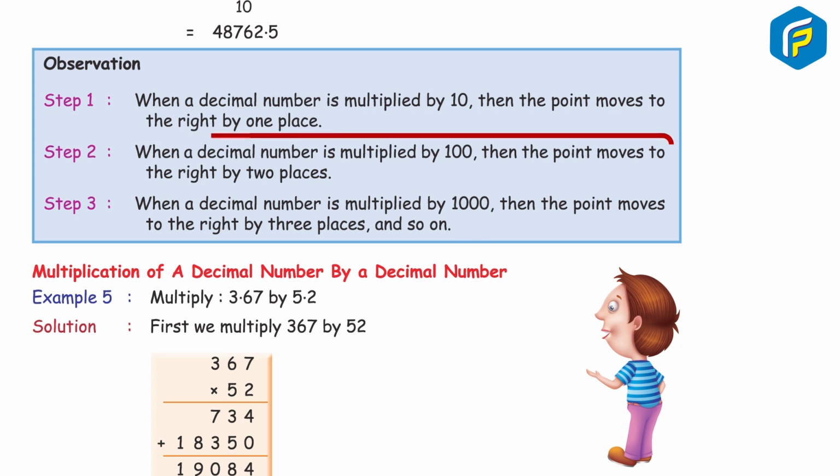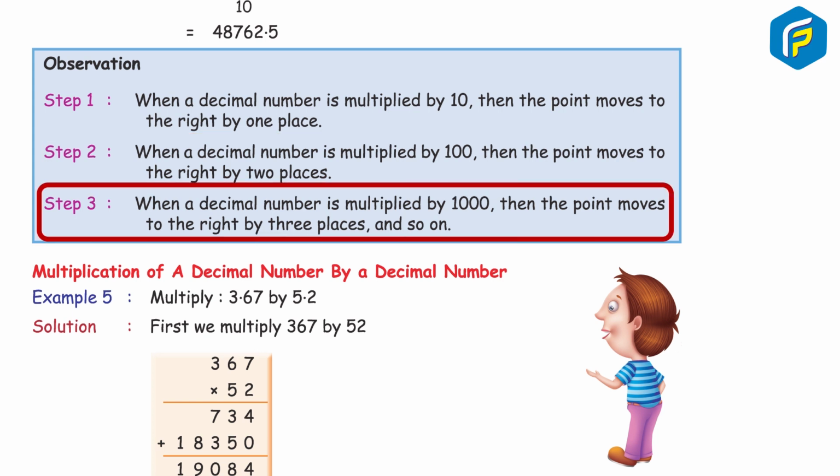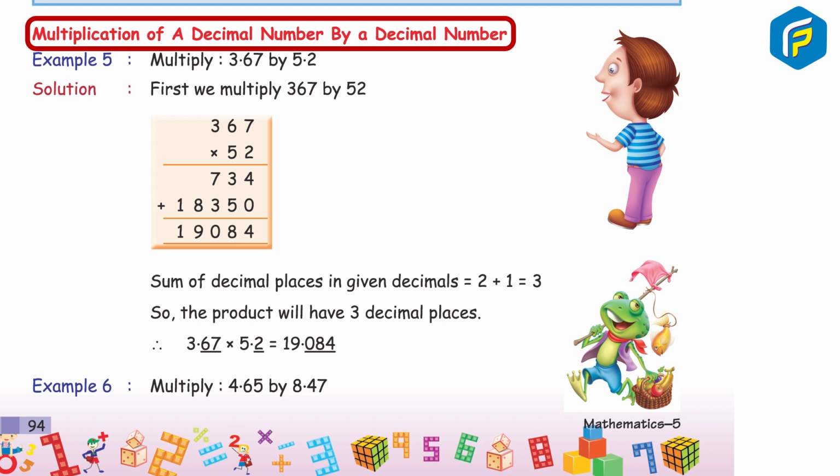Observation. Step 1. When a decimal number is multiplied by 10, then the point moves to the right by 1 place. Step 2. When a decimal number is multiplied by 100, then the point moves to the right by 2 places. Step 3. When a decimal number is multiplied by 1000, then the point moves to the right by 3 places, and so on.